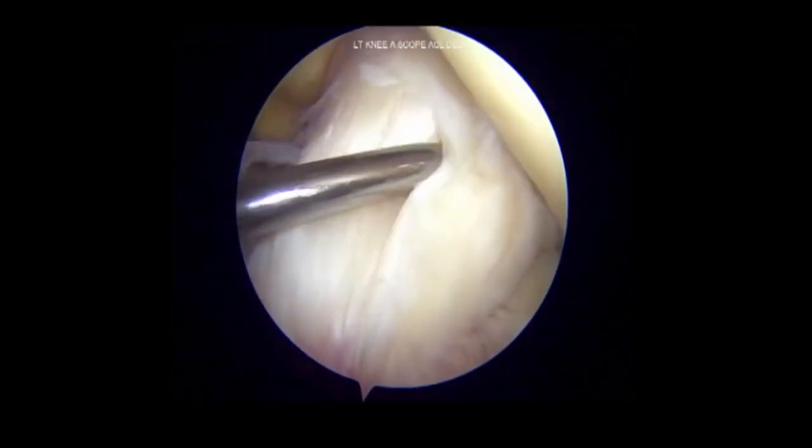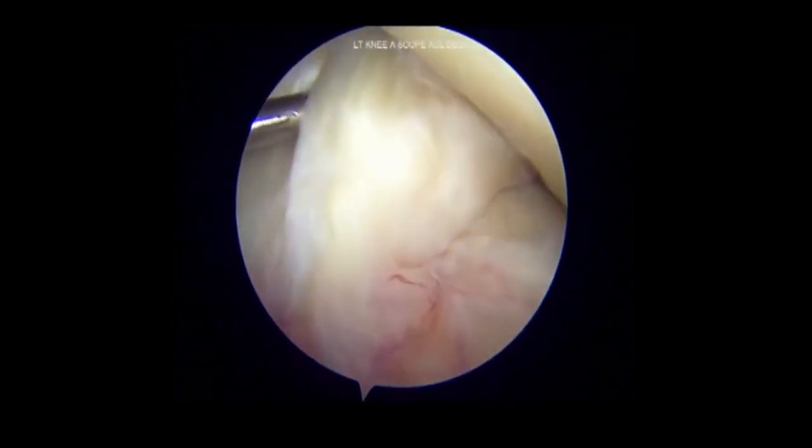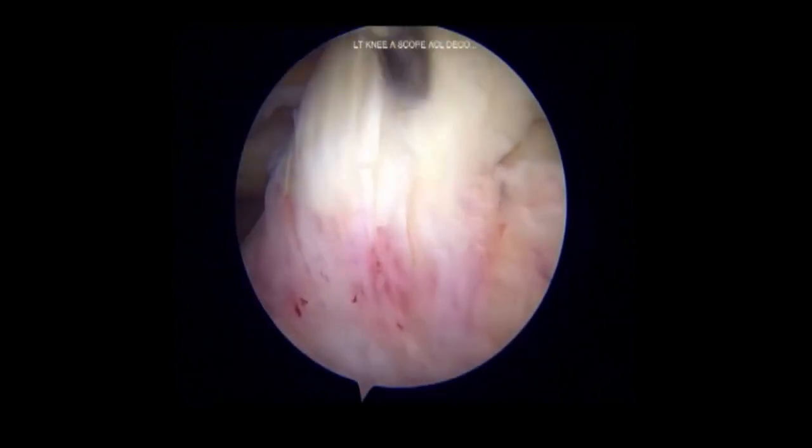A plane is created between the anteromedial and posterolateral bundle with the help of a hook probe to tease the ACL tissue and decompress the same.